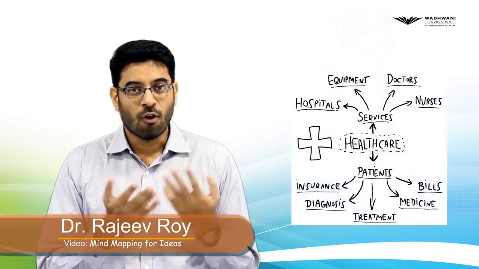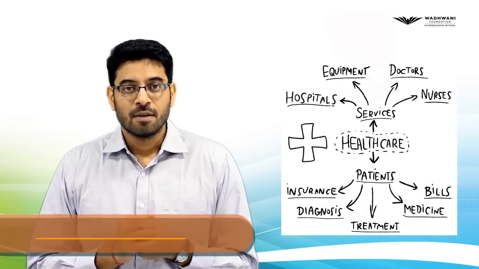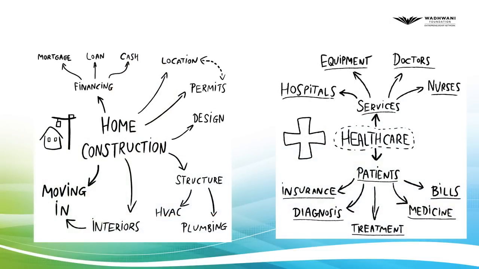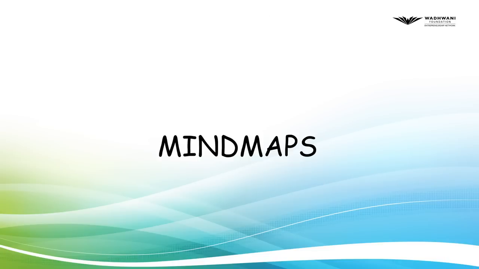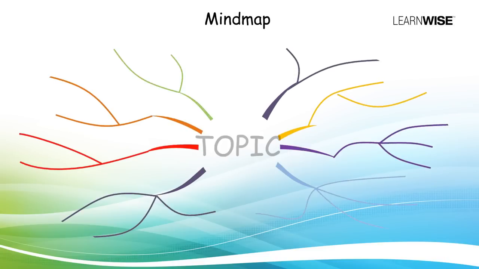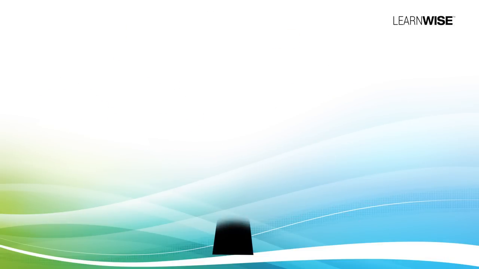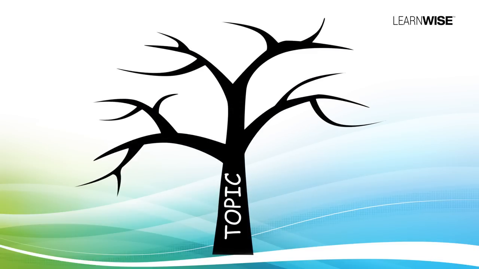Have you seen something like this or like this? These are mind maps. A mind map connects information around a central subject or topic with images or pictures or just text. I always like to think of it like a tree, although some might disagree with me because a mind map has far more of a radial structure.